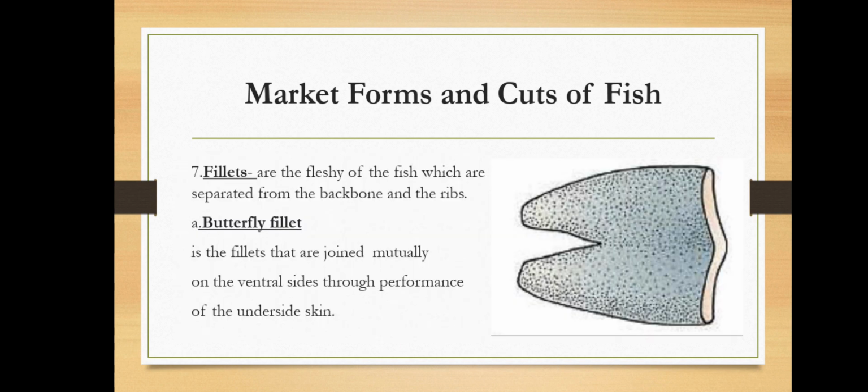Next is butterfly fillet. It is a type of fish fillet where the fillets are joined together on the ventral side through the removal of the underside skin. This technique is often used in cooking to create a visually appealing presentation and to allow for more even cooking. The term butterfly refers to the way the fillets are opened up and joined together, resembling the wings of a butterfly. This method is commonly used for flatfish like flounder or sole.